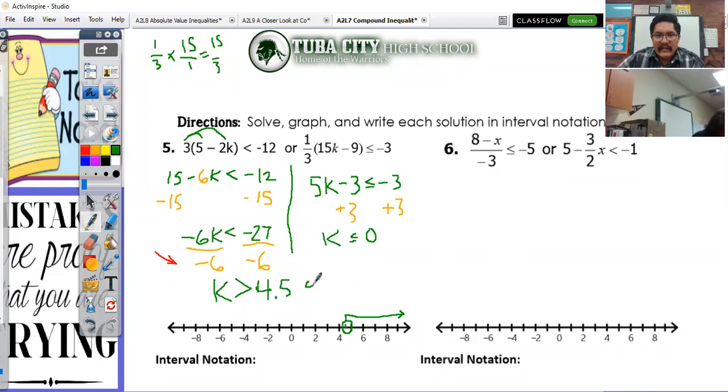This just means that it's going to be greater than 4.5 or less than or equal to 0. Because if I divide both sides by 5, right, so 5K, divide them both by 5, 0 divided by 5 is still going to be 0. All right, if you had 0 Skittles and 5 people, you still have no Skittles. Okay, for this one, I'm going to need a filled circle at 0. And again, I'm looking for numbers less than 0, so that means I got to go this way.